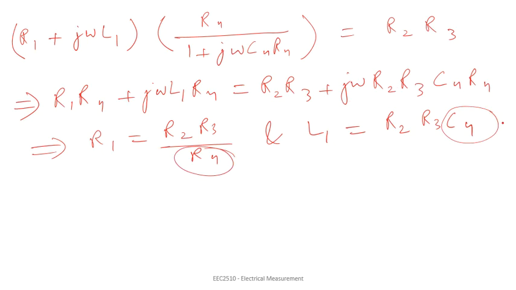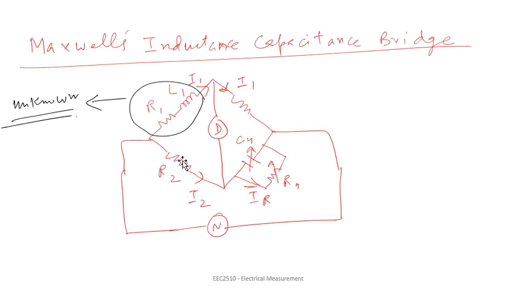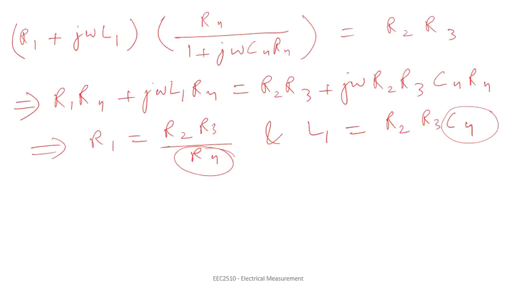So these variables appear in one of the two balance equations. Similar to the previous case, R3 and R4 are known values of resistance. In this circuit, R2 is also known. So only R1 and L1 are unknown, and R2, R3 and R4 are known values of resistance, and C4 is the variable capacitor.